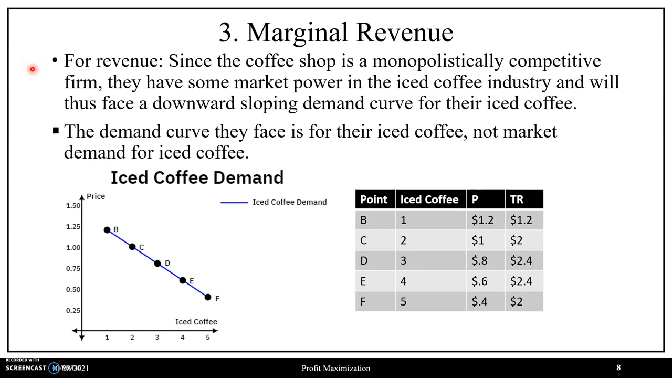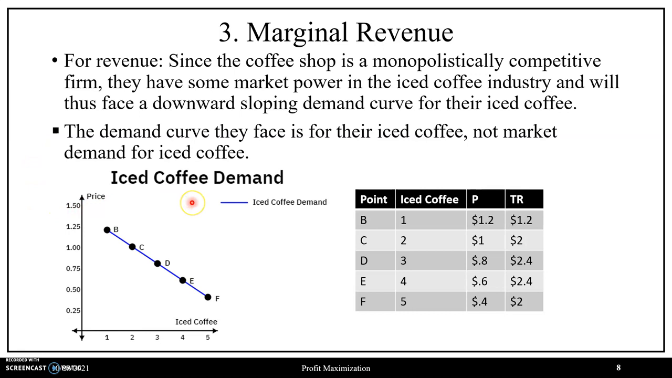For revenue, since the coffee shop is a monopolistically competitive firm, they have some market power due to selling a differentiated product, which in this case we can think of as the size as well as the flavors offered in terms of their iced coffee, as well as amenities offered at the coffee shop. This would then grant them brand loyalty, which will then establish some market power in the overall iced coffee industry, and as a result, they will face a downward sloping demand curve for their individual iced coffee, where, to iterate, the demand curve that they are facing is for their individual iced coffee. It is not the market demand curve for overall iced coffee.